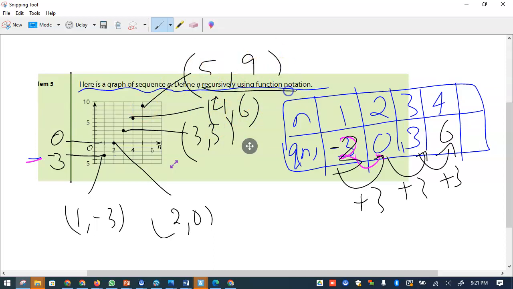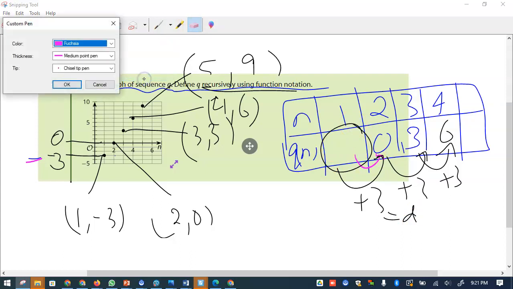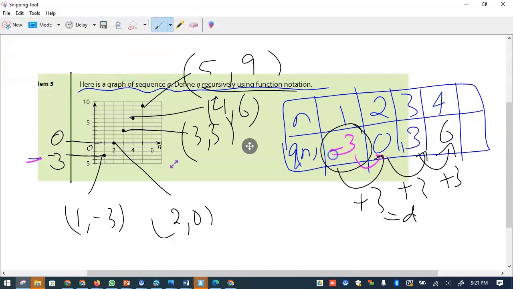So the question is write, so this is the common difference. To write the recursive, what all you need is the first number, which is -3. So that's the A part. That's the A. It is also written as Q1.